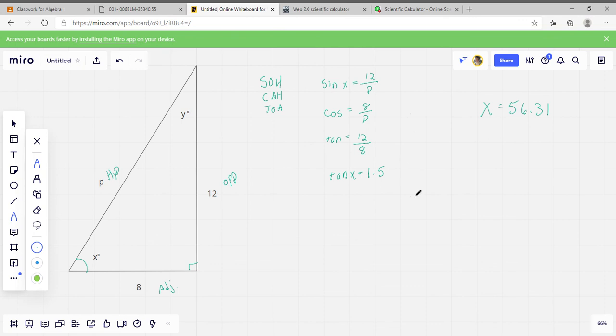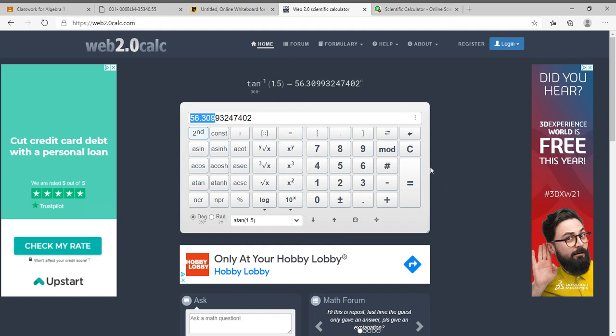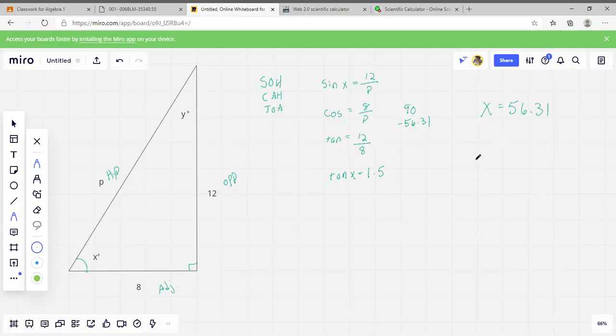So we can say 90 minus 56.31. I'm going to do that on my calculator. 90 minus 56.31 equals 33.69. So that means y equals 33.69. And now we just have to find p right here.